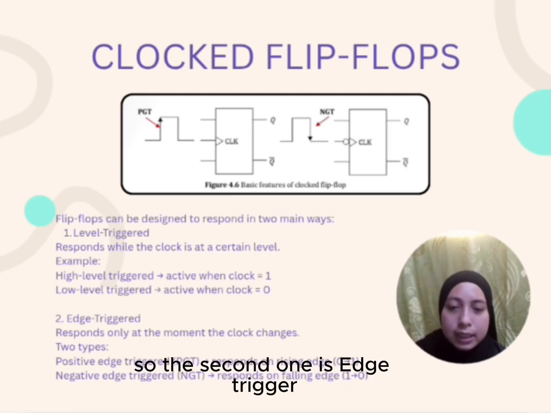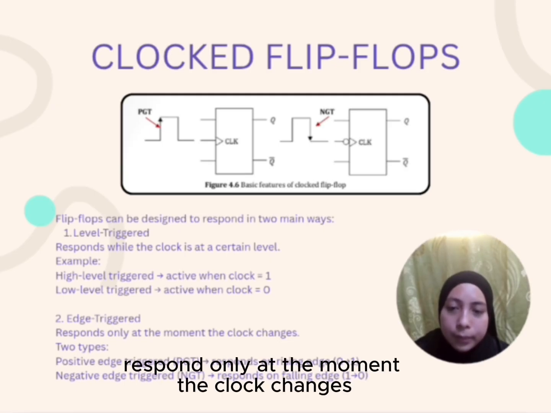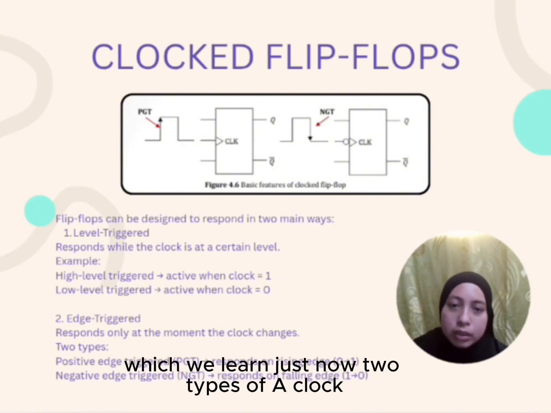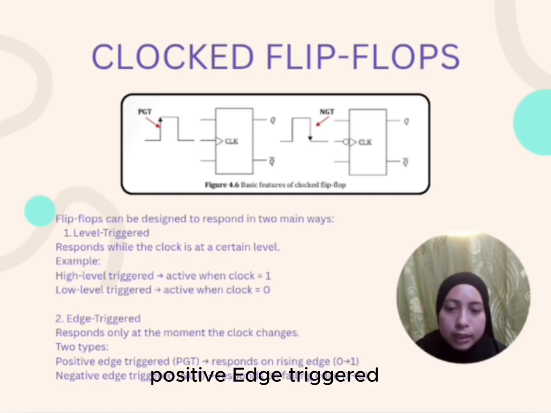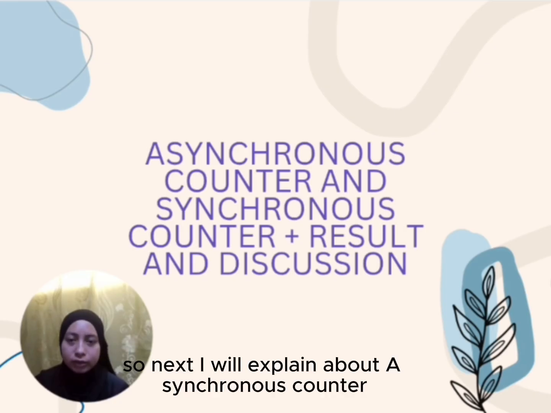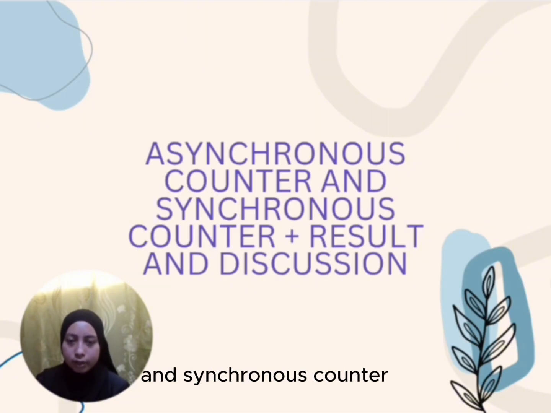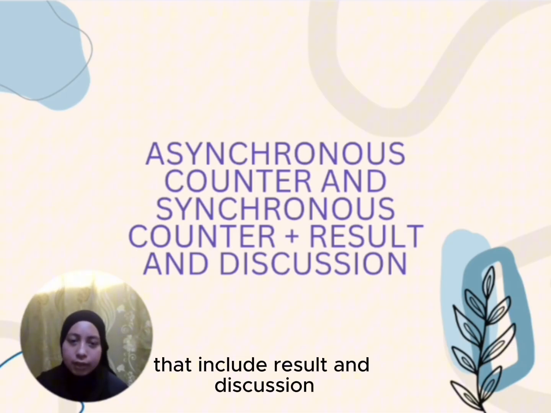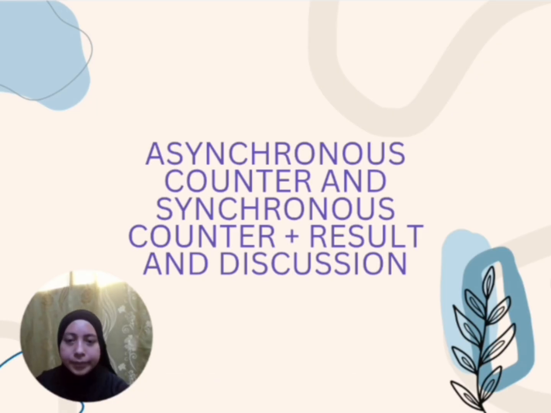The second one is edge trigger. It responds only at the moment the clock changes, which we learned just now are two types: positive edge triggered, responds on rising edge; negative edge triggered, responds on falling edge. So next, I will explain about asynchronous counter and synchronous counter, including result and discussion.